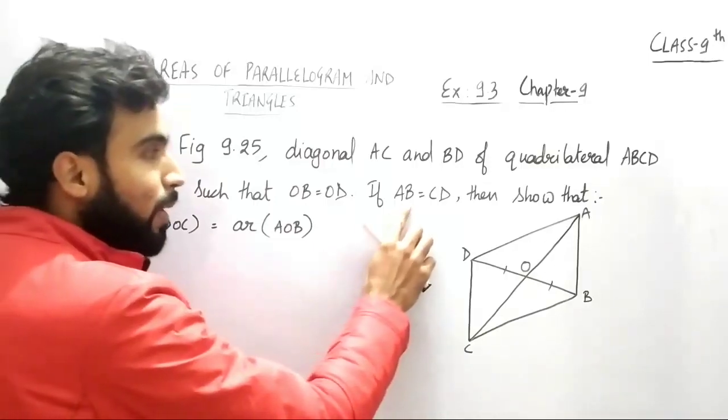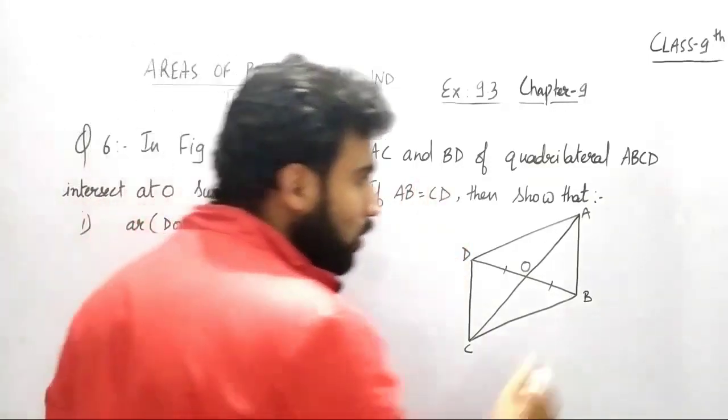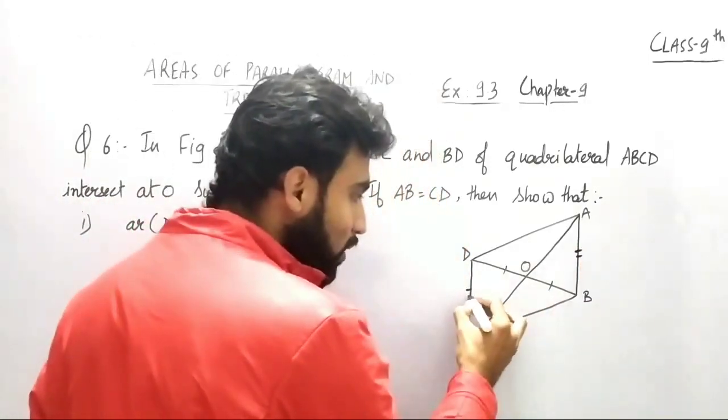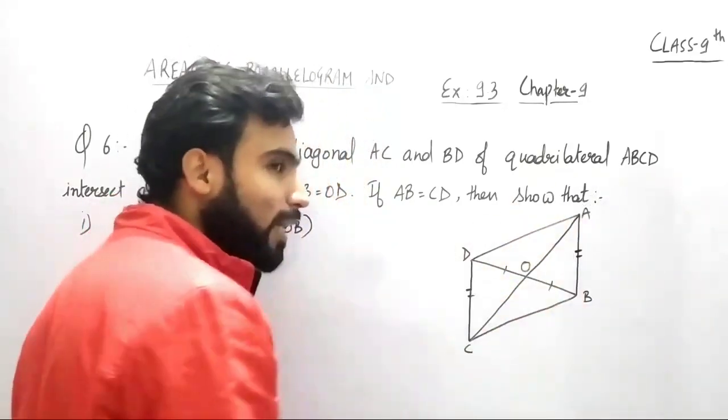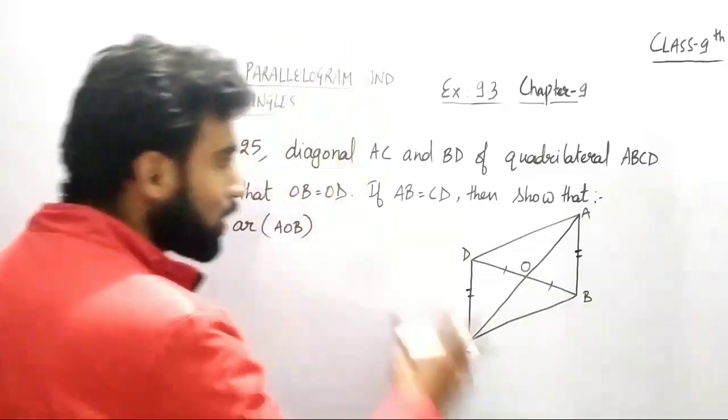Now, if AB is equal to CD, this is also given, that this side AB is equal to CD. That means ये वाली AB जो side है वो CD की equal length की है, right? This is given to us.